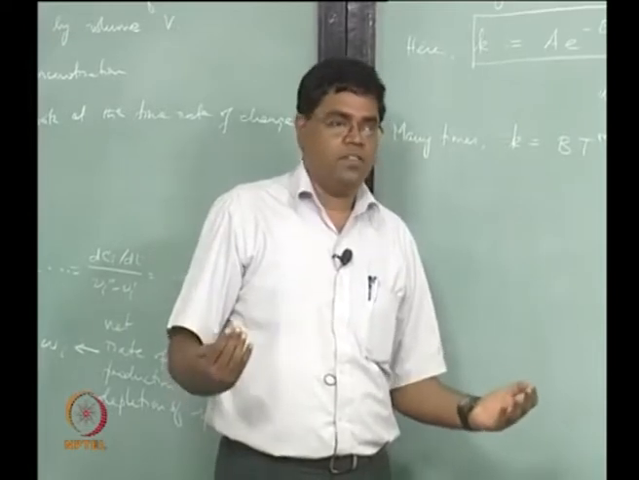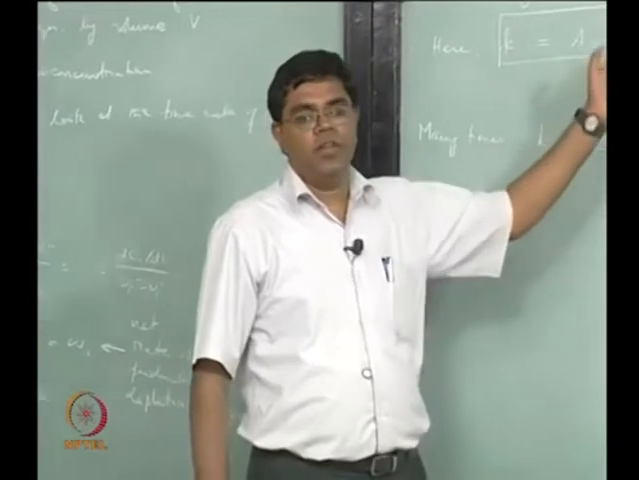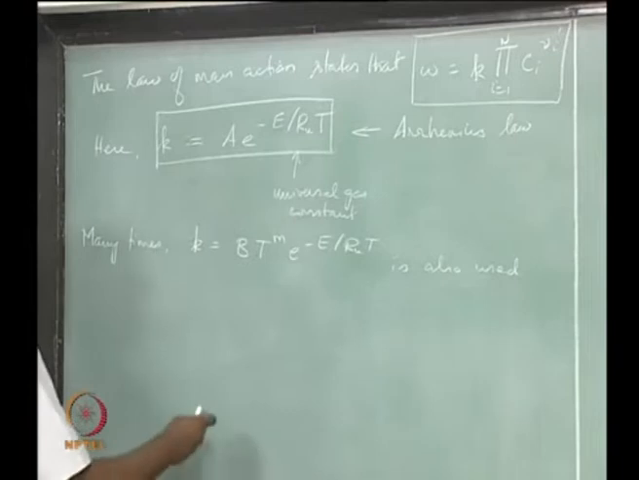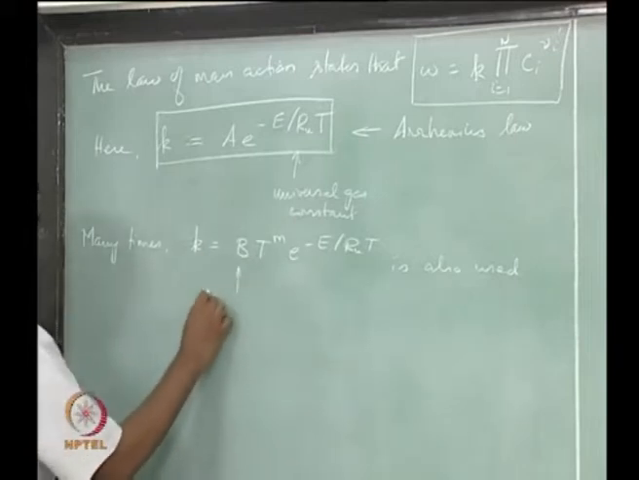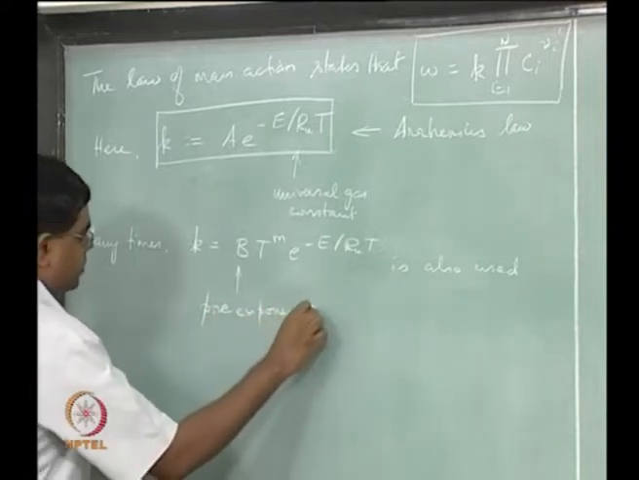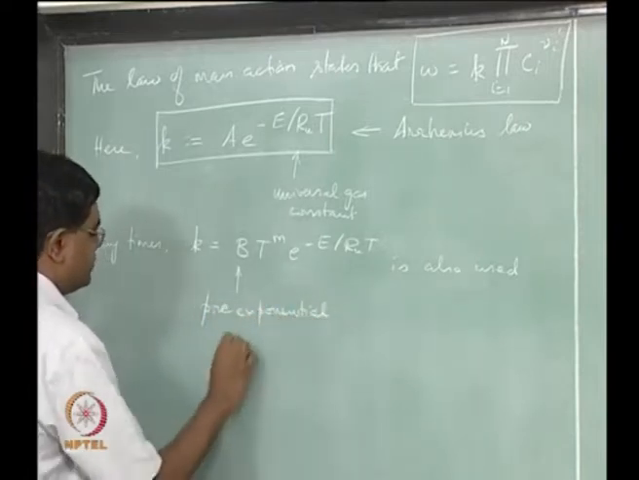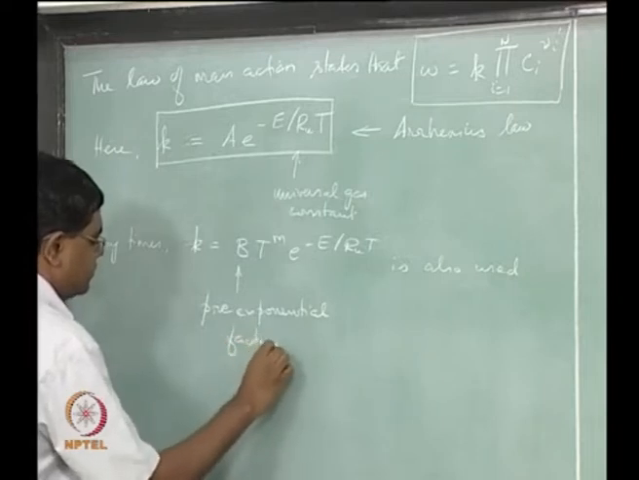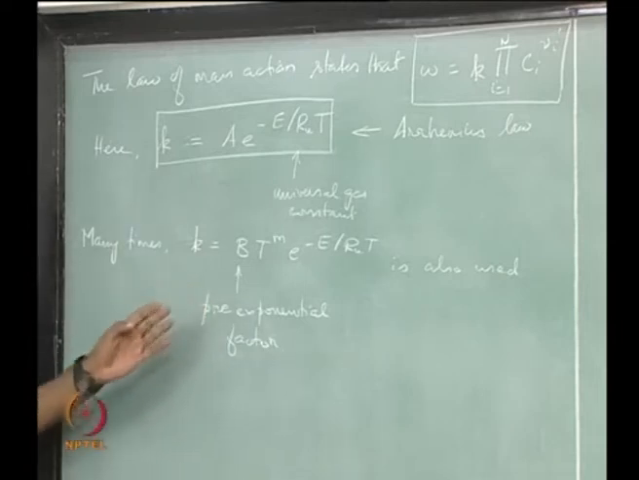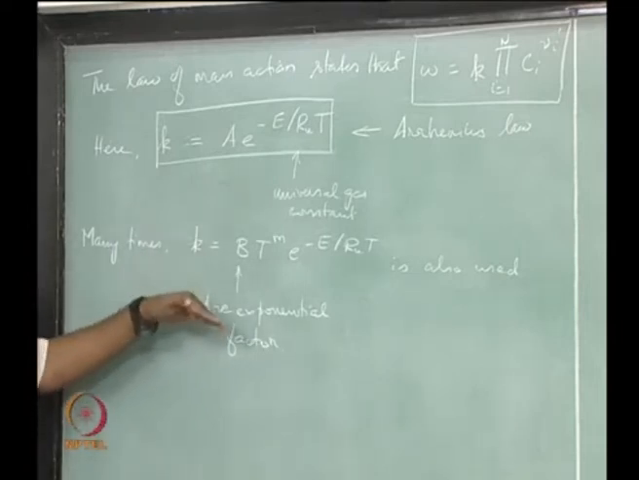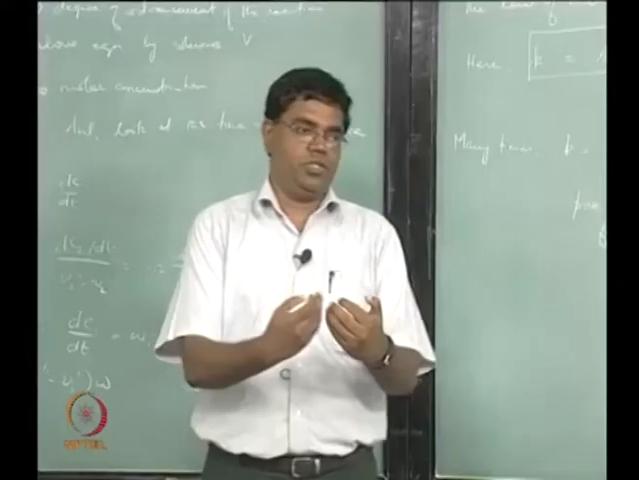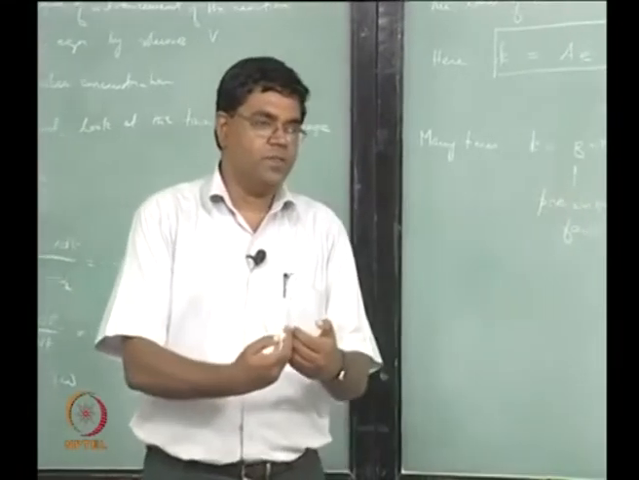Okay. Plus, you could also have a quantum mechanical basis for this. For example, this is what's called the A or B. Okay, so now we can call this the pre-exponential factor, right. So from quantum mechanics we will be able to find out that this actually depends on the probability of what's called effective collisions. Okay, so what is meant by effective collisions?